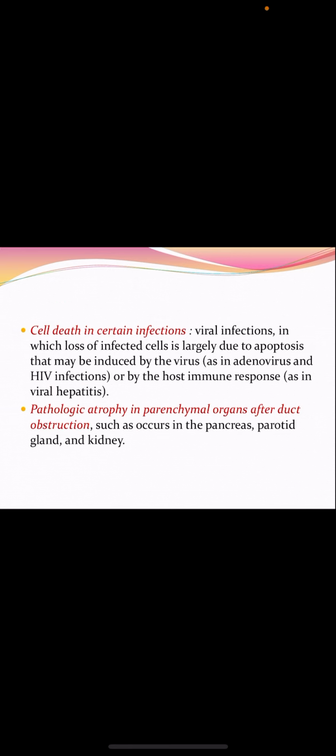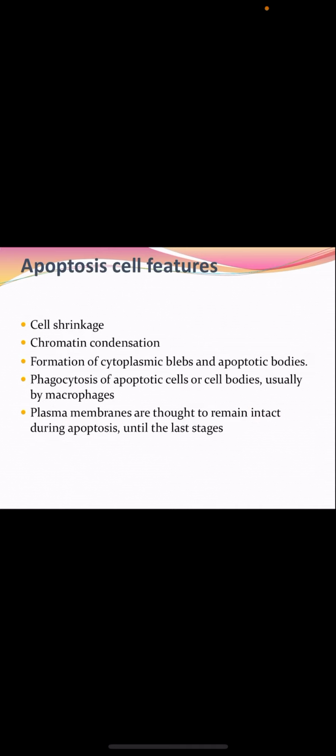Cell death in certain infections, such as viral infection, where loss of infected cells is largely due to apoptosis that may be induced by viruses or by the host immune response. Pathological atrophy in parenchymal organs after duct obstruction, which occurs in the pancreas, parotid gland and kidney. These are the various examples in pathological conditions.